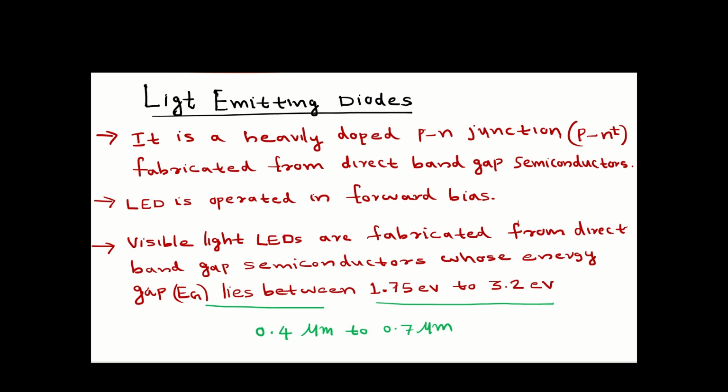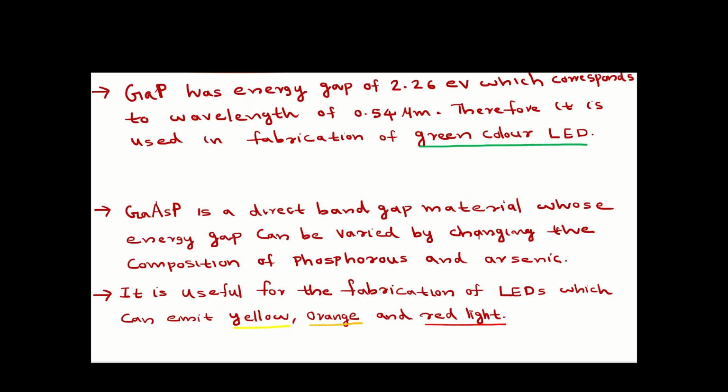So LED can emit visible light as well as infrared light depending on the semiconductor we are choosing. One type of direct band gap semiconductor is gallium phosphide, GaP. Ga stands for gallium and P for phosphorus. GaP has an energy band gap of 2.26 electron volt, which corresponds to a wavelength of 0.54 micrometer. Therefore, it is used in the fabrication of green color LED.